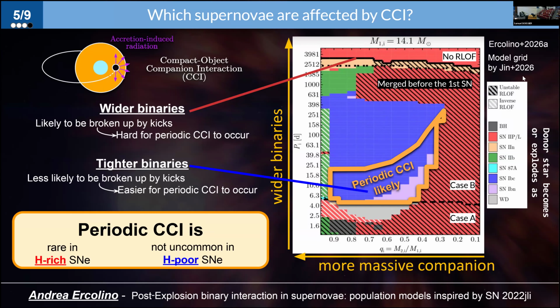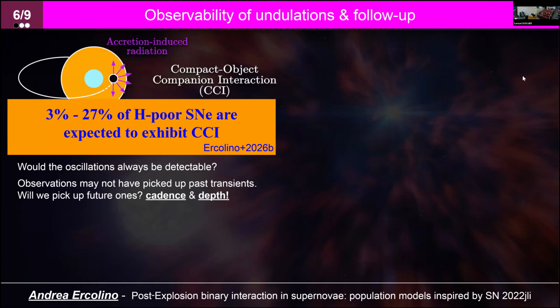So this interaction that we have been discussing is more likely to occur in hydrogen-poor supernovae and should be very rare in hydrogen-rich supernovae. How much? We think that this is around 3 to 27% of hydrogen-poor supernovae. But this is just a theoretical estimate. We are just saying how many supernovae would have this interaction process, but we're not making a claim on how easy it would be to observe, because we're not making any estimate of how luminous this interaction process would be.